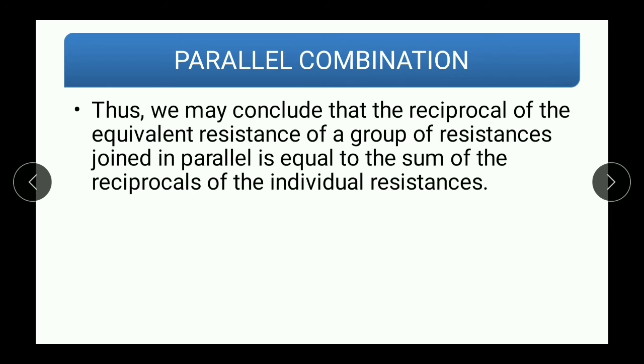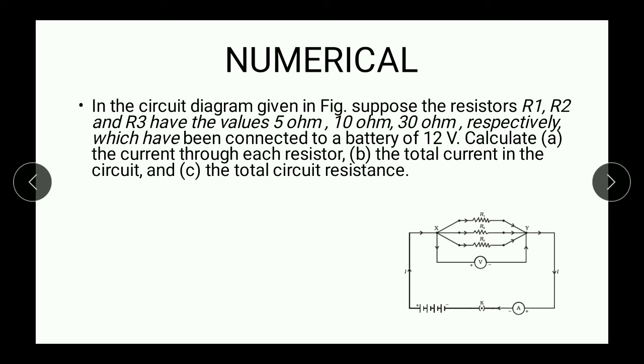Now it's time to solve a problem. So this is a diagram and this is a problem over here. Let us read the problem. In a circuit diagram given in the figure, suppose the resistors R1, R2 and R3 have the values 5 ohms, 10 ohms and 30 ohms respectively, which have been connected to a battery of 12 volts. Calculate the current through each resistor, and then you have to find total current in the circuit, and finally you have to find total circuit resistance.